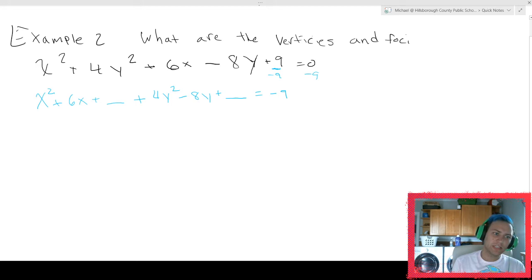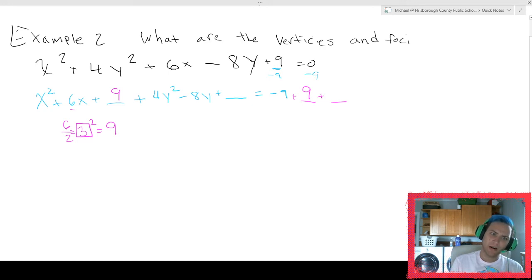Okay, so to fill in these blanks, we're going to take this number right here and cut it in half. So 6 divided by 2 is going to equal 3. And then I'm going to put a square around it, and I'm going to square it. And 3 squared gives me 9, so I'm going to put a 9 in this blank. If I add something to this side, it is very important, I forgot to put the blanks over here, but you have to maintain balance. So if I added a 9 over here, I have to add a 9 over here, and the formula stays balanced.